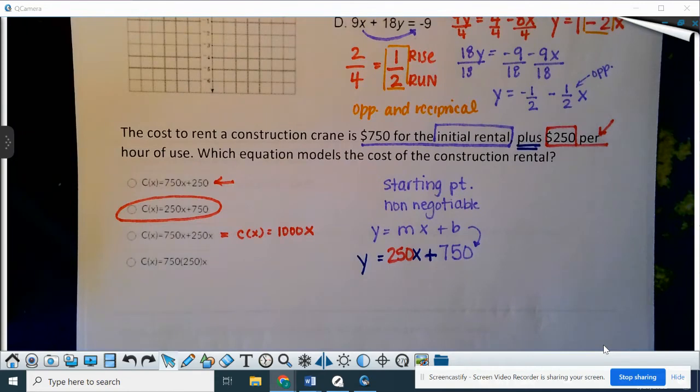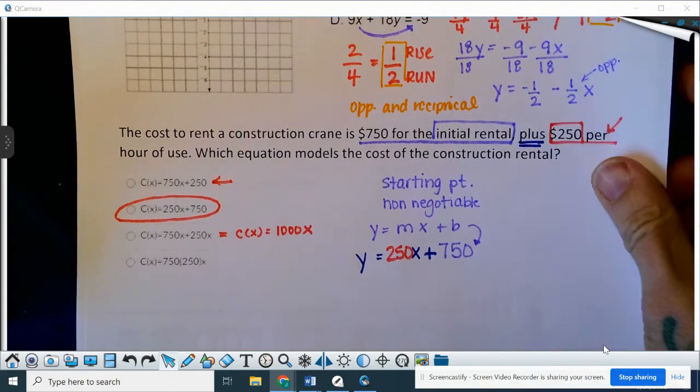So remember, y equals mx plus b. You want a slope, and you want a rate of change. I'm sorry, rate of change is a slope. A slope and a starting point. Starting point. Non-negotiable fee. Something you're going to pay every time.